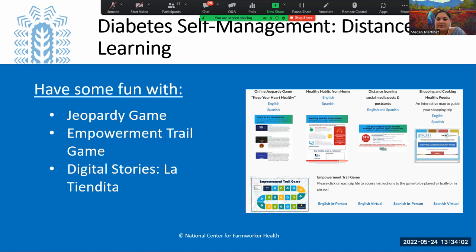We did this one specifically focused on the session, Keep Your Heart Healthy. But through the step-by-step guide, you'll see information on how to create your own game or how to change the content. It doesn't necessarily have to be focused on Keep Your Heart Healthy, but that's the one that we created, which you're free to use. Through this game, you can also offer prizes to keep the participants engaged.